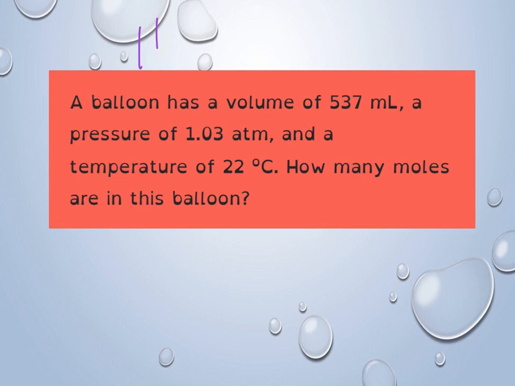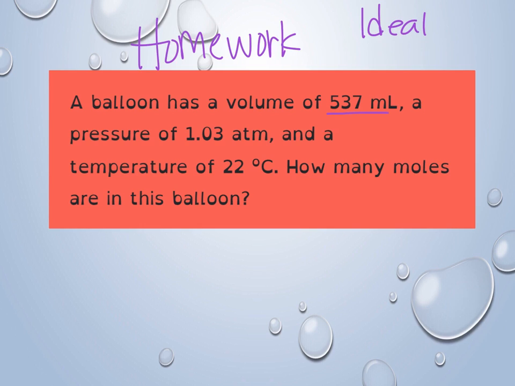All right, it's homework time. So you will be solving this problem and submitting your work and your answer into the Ideal Gas Law Schoology file. And so it says a balloon has a volume of 537 milliliters, a pressure of 1.03 atm, and a temperature of 22 degrees Celsius. And it says how many moles are in this balloon. So you are solving for the number of moles. Again, make sure you submit it into the Ideal Gas Law assignment in Schoology.